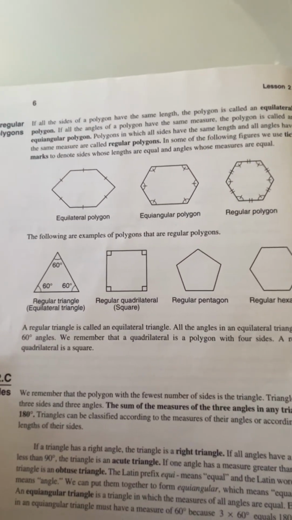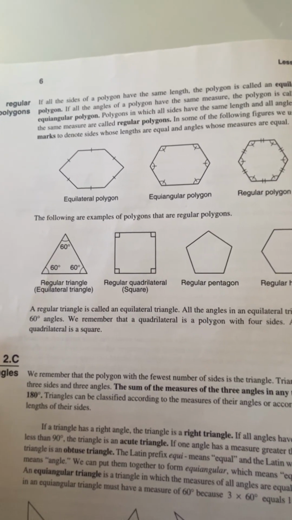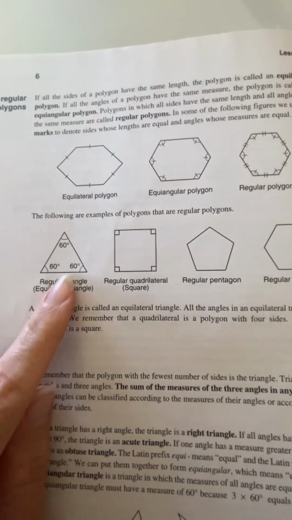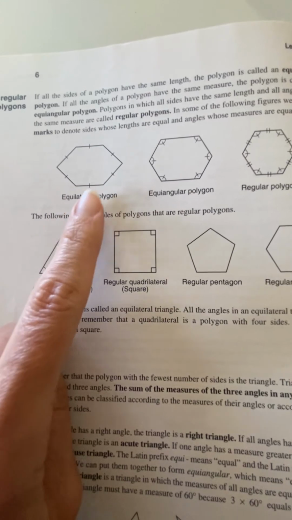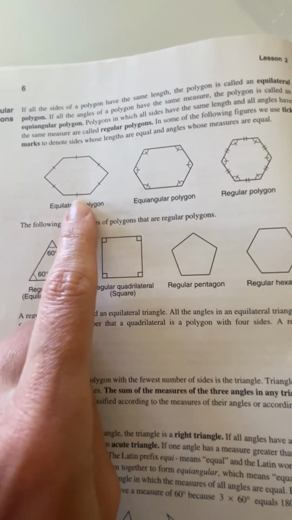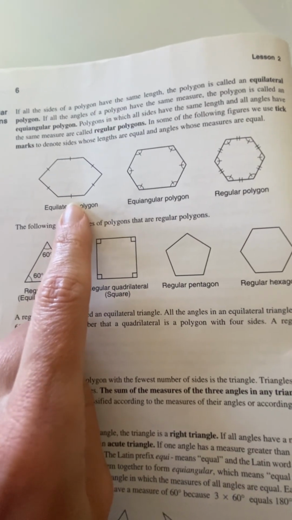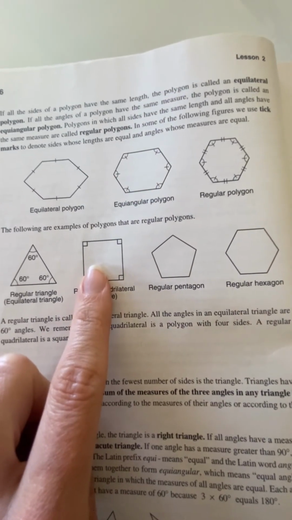Okay, moving on to page 6 in your book. We are talking about different kinds of polygons, and we have the word equilateral here. Lateral is sides. So this means that the sides are the same length. These little dash marks here, that means that each side is the same. So if this was 5, that would be 5, 5, 5, 5, 5, all the way around.